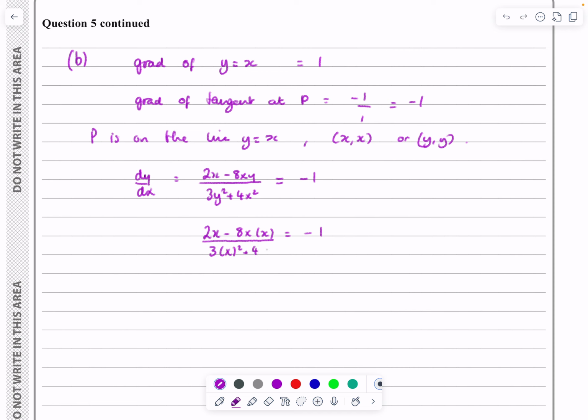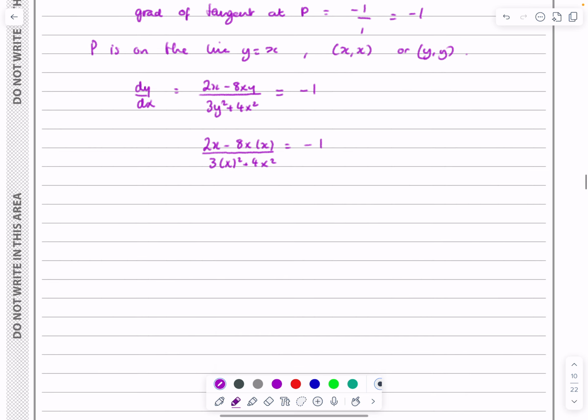The reason I put those brackets in, hopefully to make it clear to the examiner, is that I'm subbing in y is equal to x here, and I've just got something I need to be able to solve. So what have I got? I've got 2x minus 8x squared all over 7x squared is equal to minus 1. So that's 2x minus 8x squared equals minus 7x squared. If I tidy that up, x squared minus 2x is equal to 0. I'm taking everything over to that side. So I get x times (x minus 2) is equal to 0.